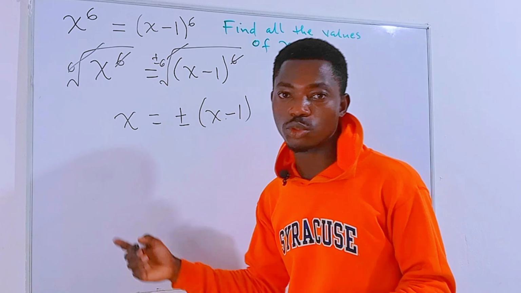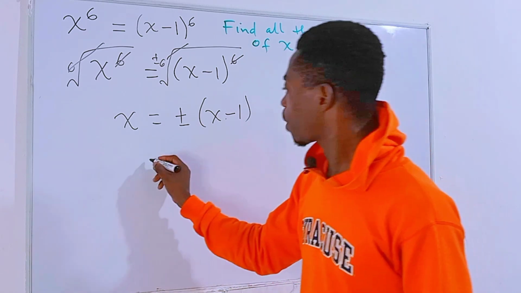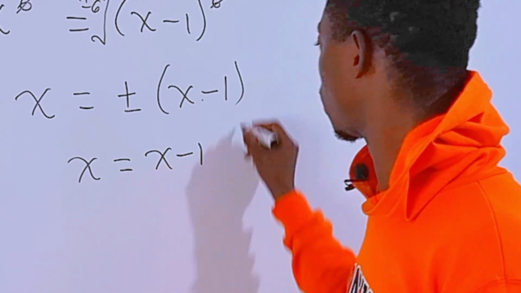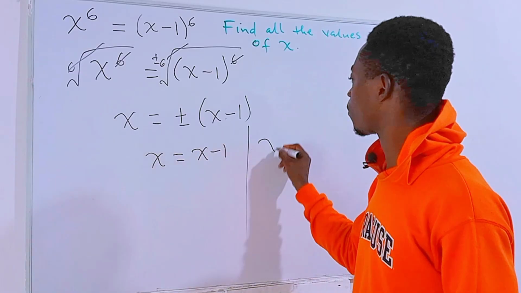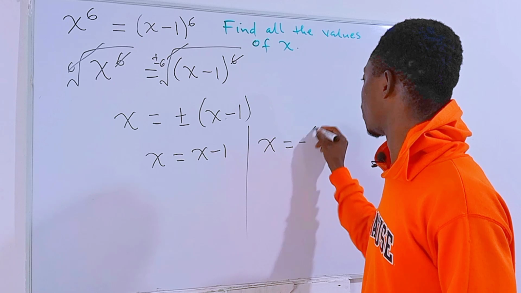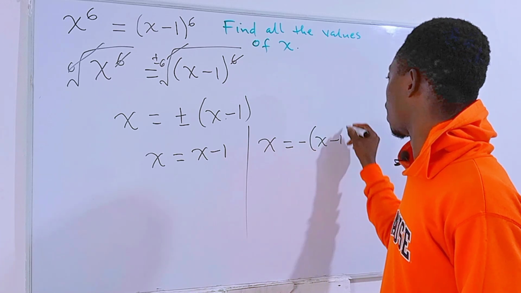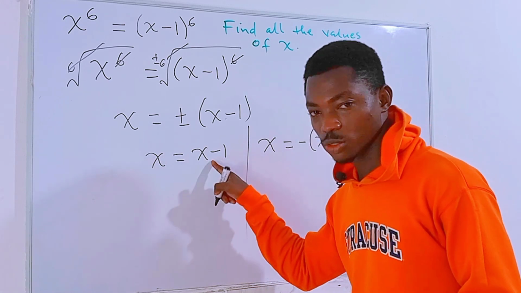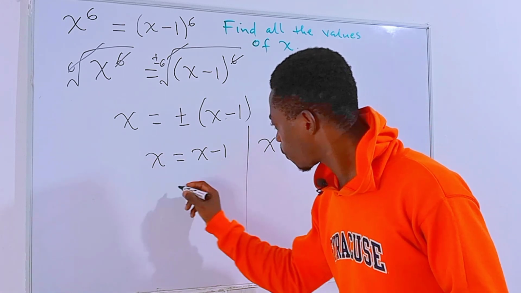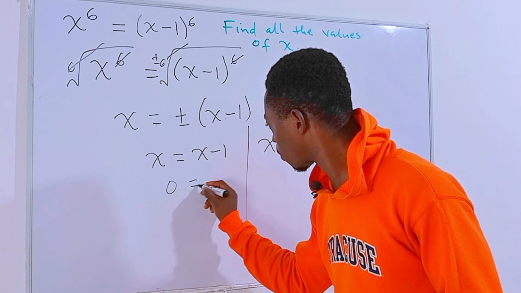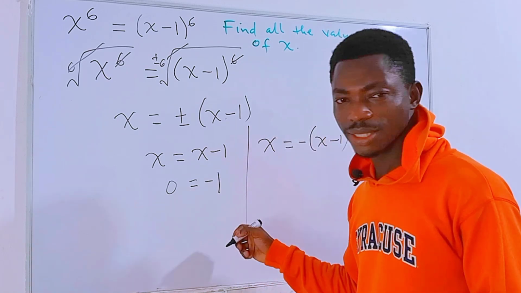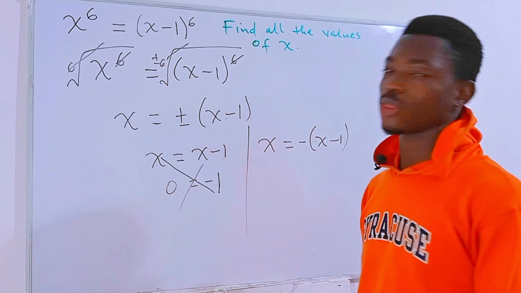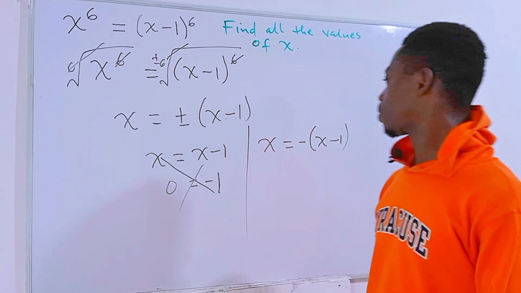Actually, we can form two equations out of this. We can have x is equal to x minus 1, or we can have x is equal to negative times (x minus 1), just like that. But looking at the first equation, if we transpose this one right here, we will have 0 is equal to negative 1. And 0 is never negative 1, so we're not going to consider this. Let's pay attention to this one.